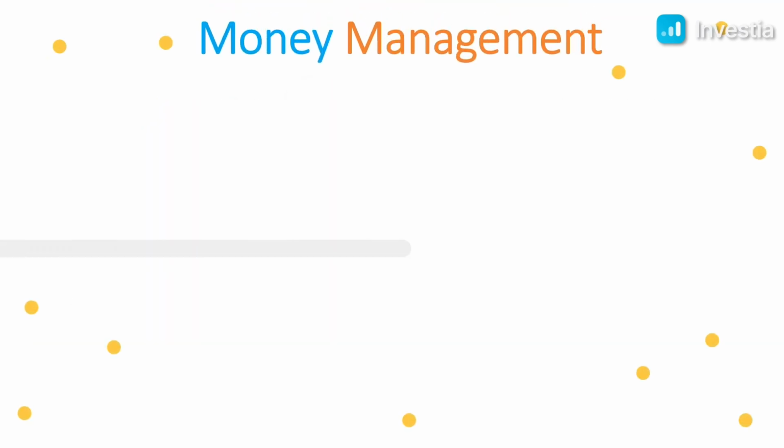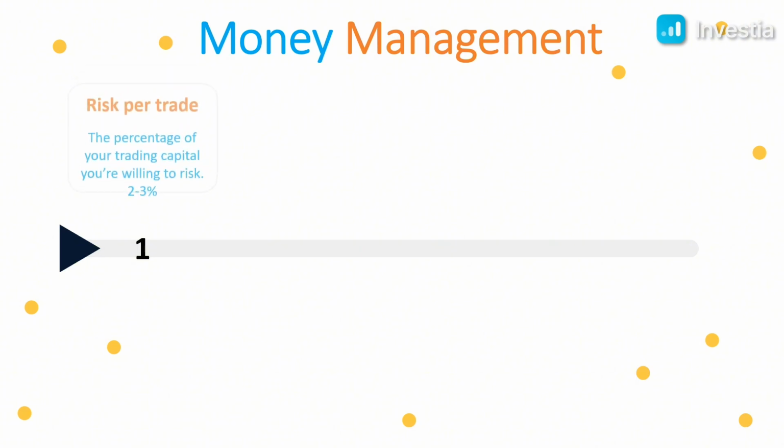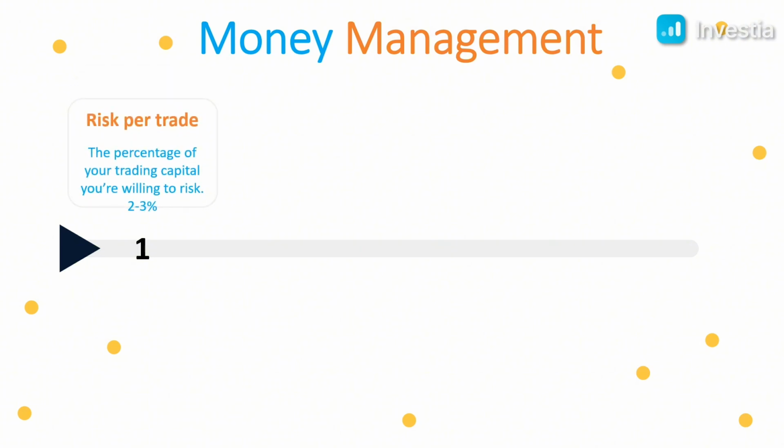Let's start with money management. First, we'll learn our risk per trade, which is simply the percentage of your trading capital that you are willing to risk on a single trade. We highly recommend you risk no more than 1 to 2% of your total trading capital on any single trade. This ensures that even a series of losses won't severely impact your overall capital.